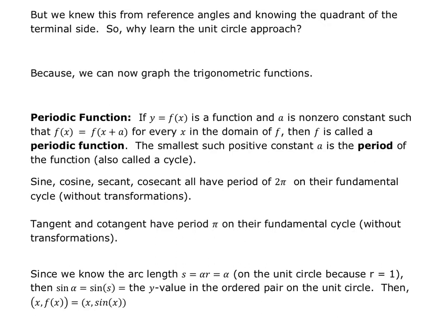So sine, cosine, secant, and cosecant have period of 2 pi. This is kind of important, especially when we graph these. So sine, cosine, secant, cosecant all have period of 2 pi, and I'll explain why in just a moment. Tangent and cotangent have period of pi. So that's another one that you have to know off the top of your head.